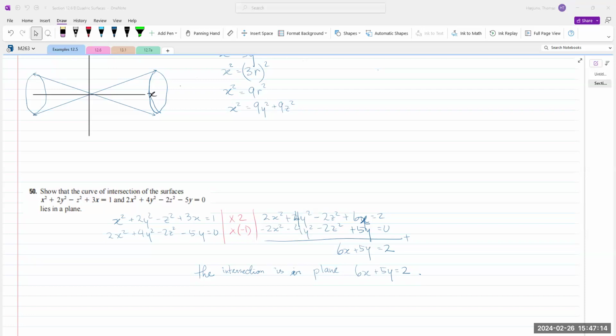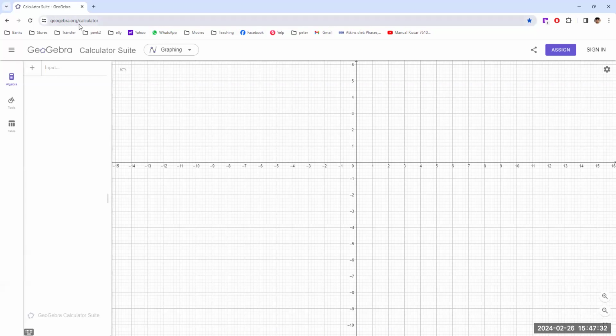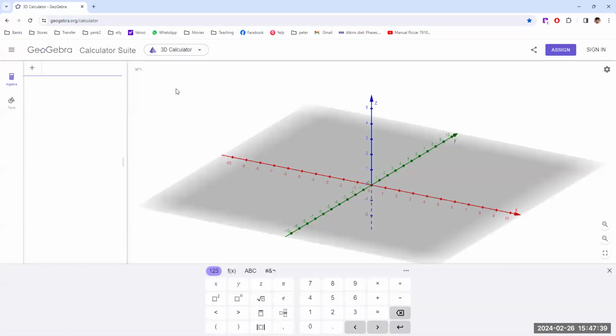Let me show you where to do that. Give me a second. Let me share with you here. GeoGebra.org/calculator. Now change the graphing here, it becomes the 3D calculator. Okay, this way we graph 3-dimensional, and you can use this to graph some 3-dimensional graph.